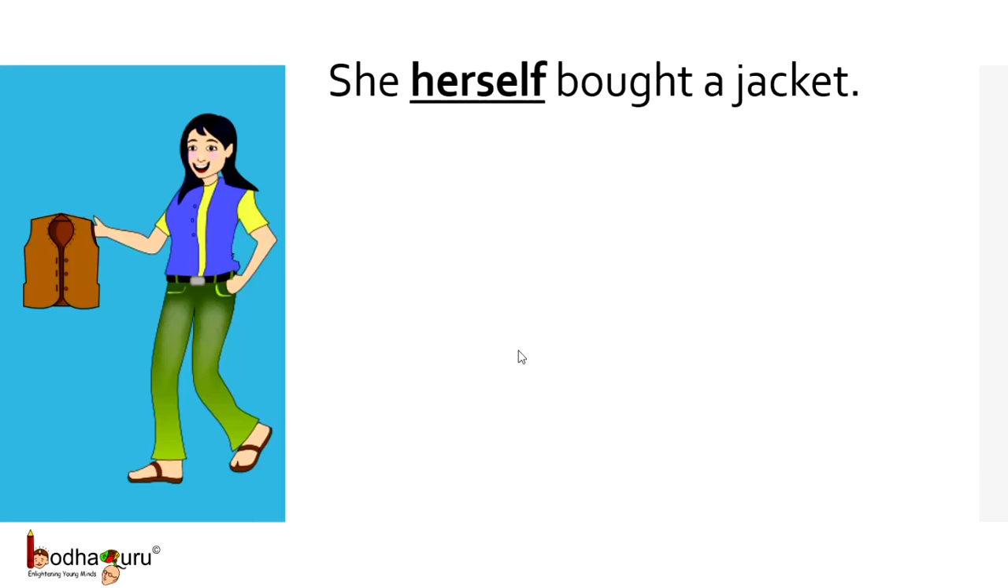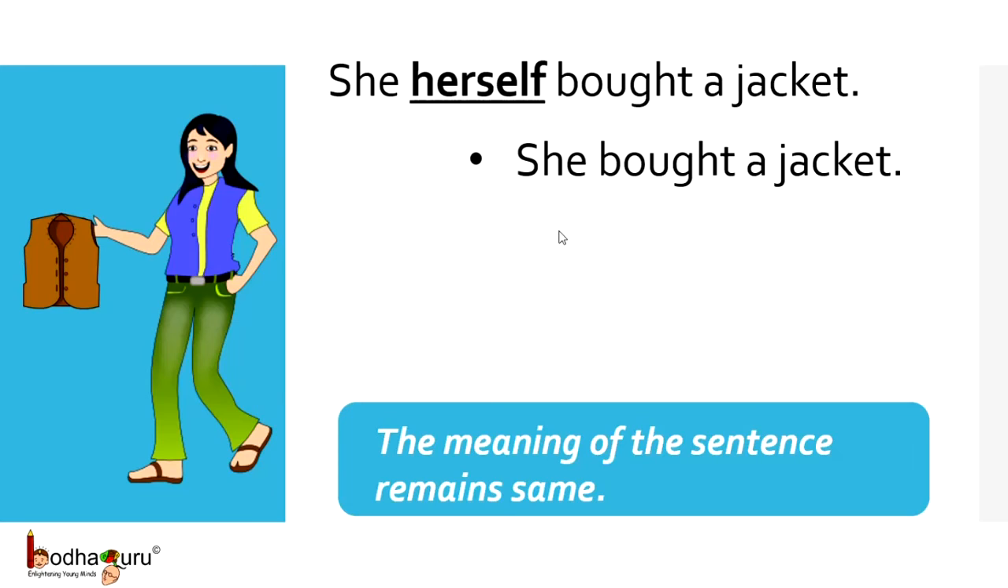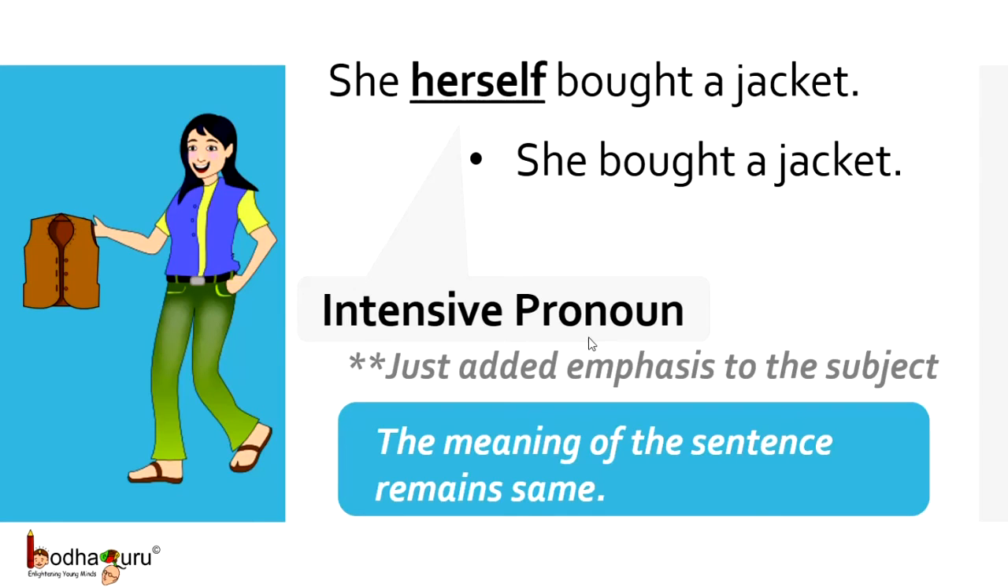Let us see. Now coming to the first case, she herself bought a jacket. Now let's remove this herself here and see what we get. The sentence remains, she bought a jacket. So as we see, the meaning of the sentence remained the same even when we dropped this word herself. So this indicates this is an intensive pronoun and it was used just for adding emphasis to the subject.